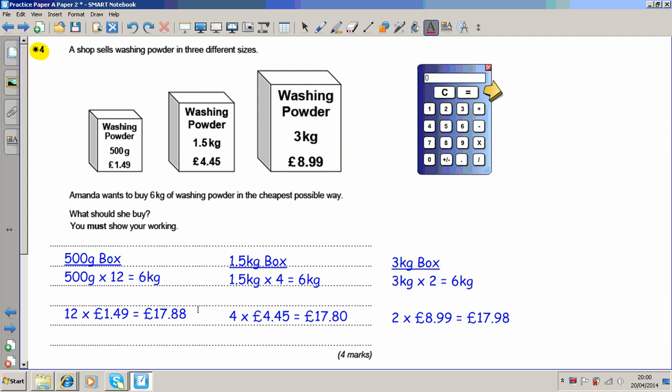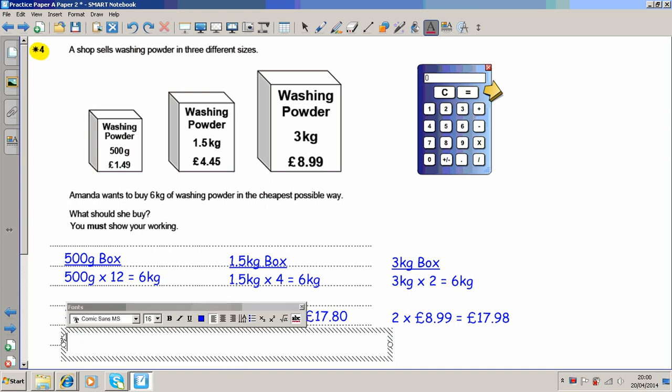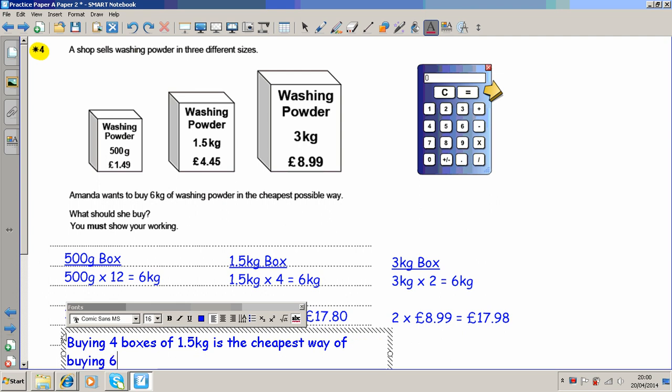So which one is the cheapest? 1788, 1780, 1798. Buying 4 boxes of 1.5 kilogram is the cheapest way of buying 6 kilograms of washing powder.